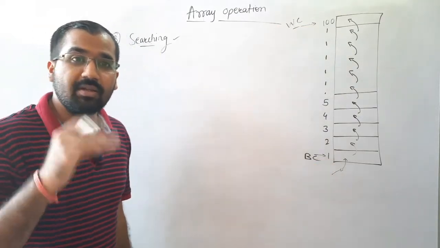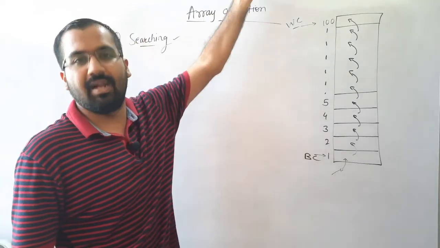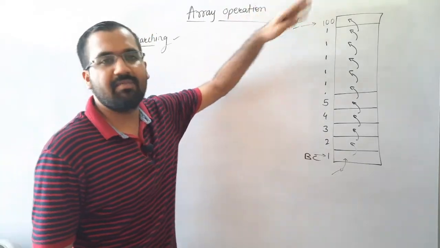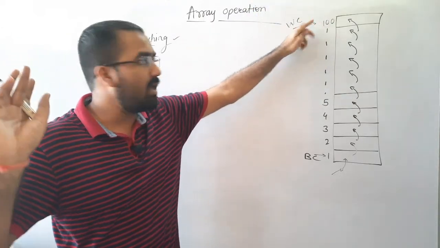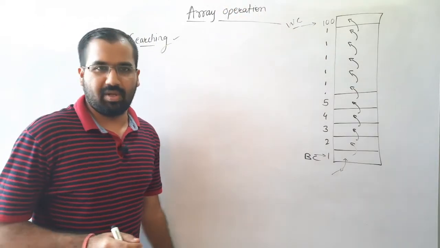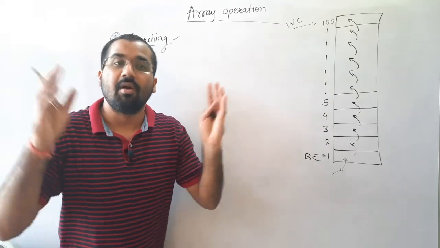But what could be the worst case? In an array also it's the same thing: you have to go till the n-th or the last element. Like in this case, if there are 100 elements filled up in your array, then you have to go till that 100th element, and then let's say you find the element. So that's going to be the worst case.